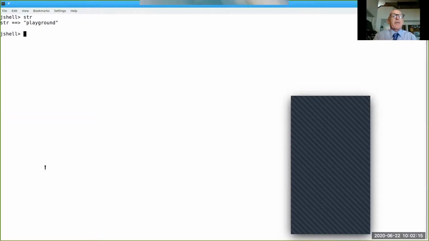So let's look at string. I can say string last part is going to be string dot substring, and I can say where the beginning position is. If I say 4, that says start at position 4 and go all the way to the end, and that gives me the word ground. I can say string middle part is string dot substring, starting at 4 and ending at position up to but not including 8.